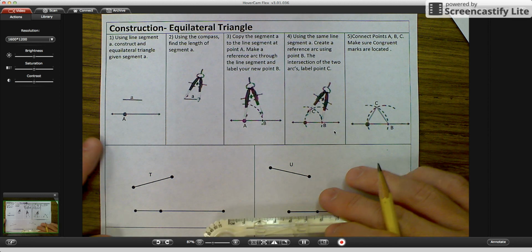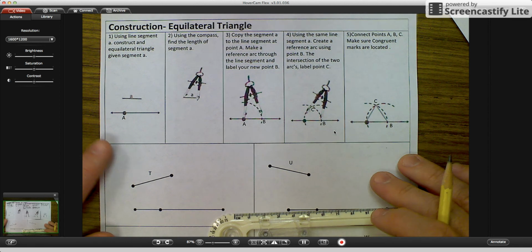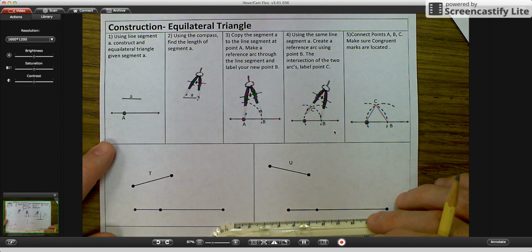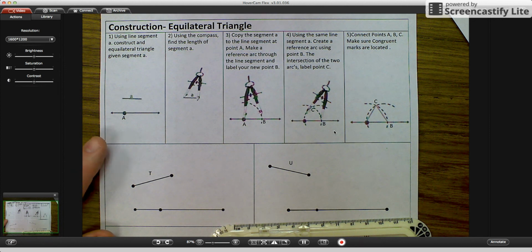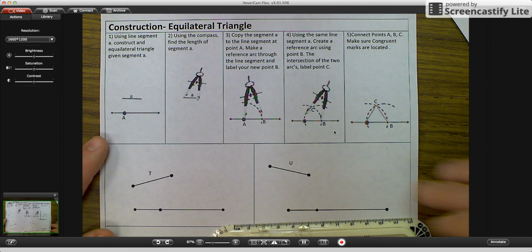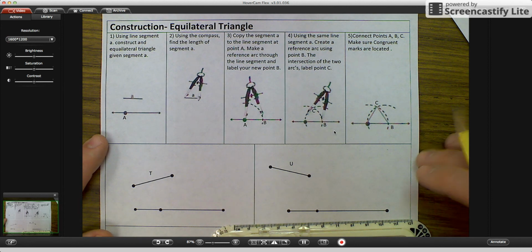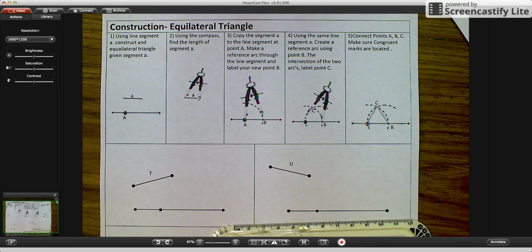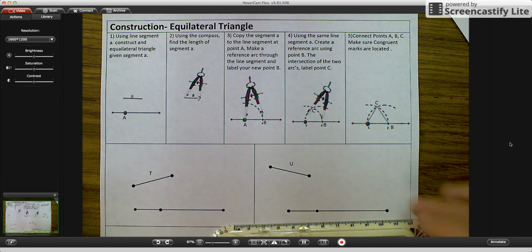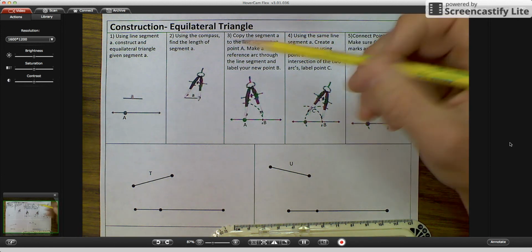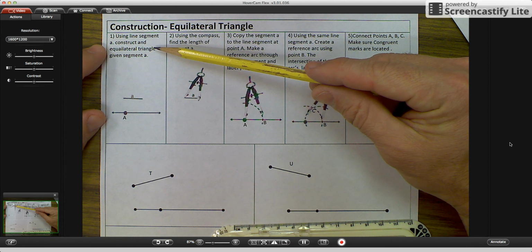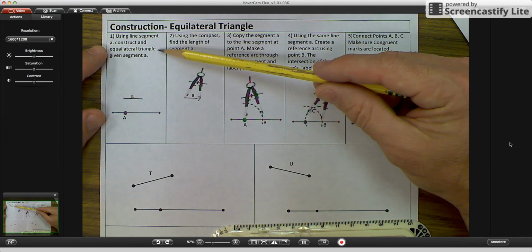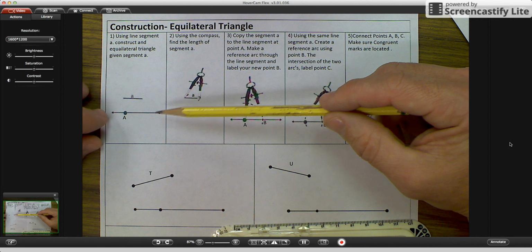Our next construction is going to be of an equilateral triangle. We recently constructed an isosceles triangle, which is a triangle with two congruent sides. Now we are going to construct an equilateral triangle, which is a triangle with three congruent sides. So let's look. It says, using line segment A, construct an equilateral triangle given segment A.